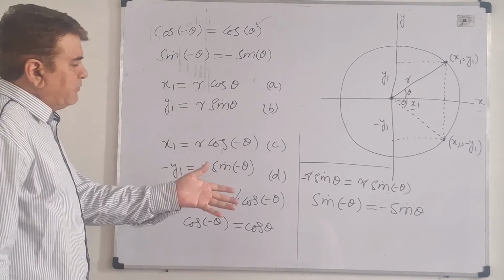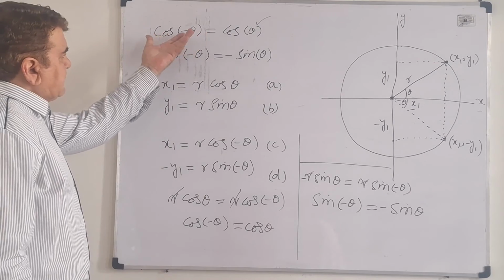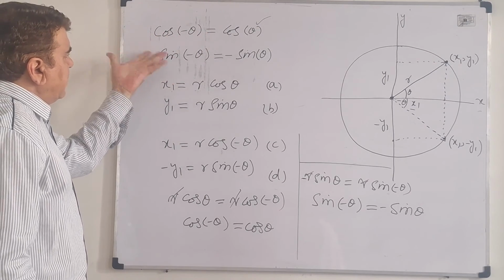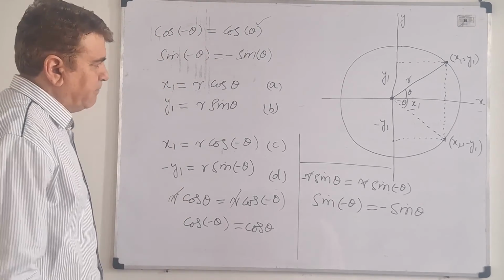This way you can prove that cos is an even function and sine is an odd function.